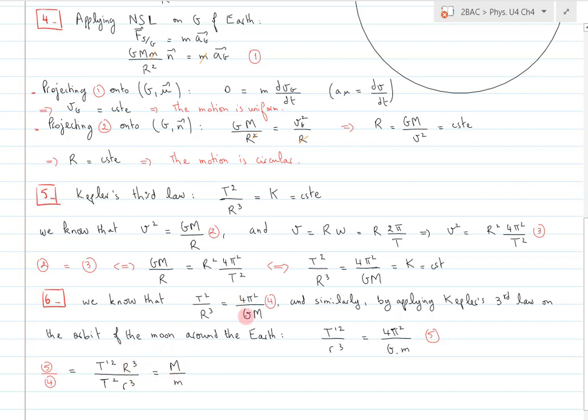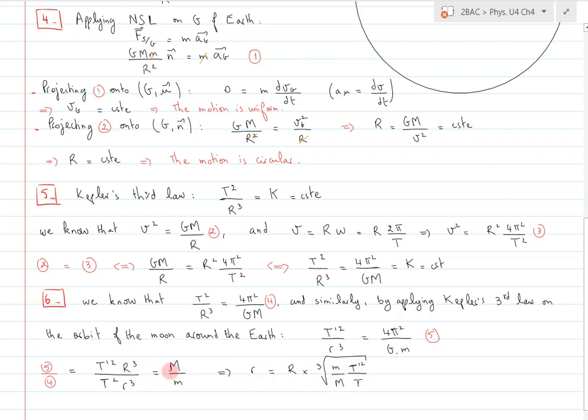So G and 4 pi square get simplified. And from this, we can isolate small r, which will be equal to R times the cubic root of m over M times T prime square over T square. So you can pause the video and check this equation for yourself.